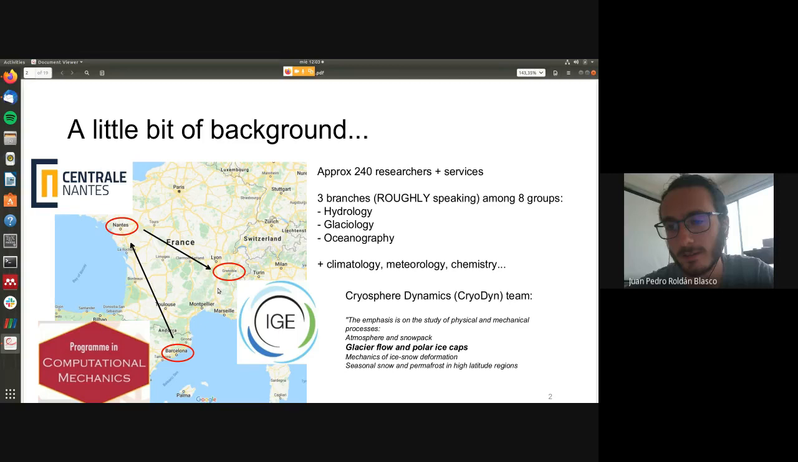I'm part of the Cryodyne group, from cryosphere dynamics. Basically, we model glacier flow and polar ice caps, as you can see here. This is everything related to climate change. We have a very strong background in numerical methods. Also, there is a lot of field work. Hopefully, next week I will be going to the glacier to retrieve some data that we use. And that's basically what we do.